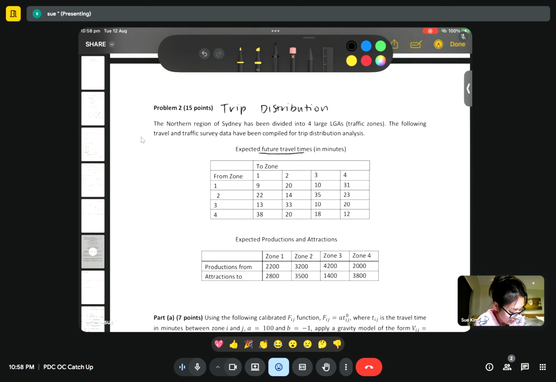Now, just keep in mind, if it says from zone 1 to zone 1, and there's a number, it's like saying, imagine how long it takes to travel from Kensington to Randwick. They're still encompassed in the same zone area, but you still have to travel from one point to another. So that's what it's saying is taking 9 minutes. And this one is going to be equivalent to Tij, which we will see later.